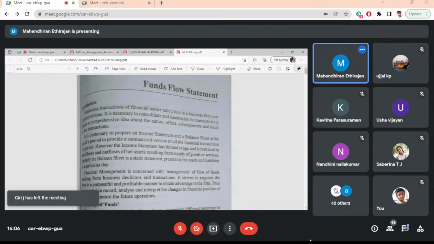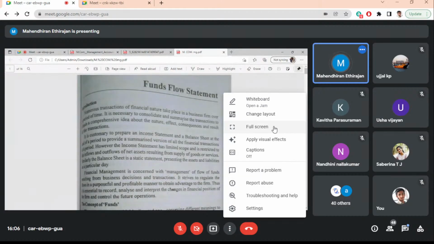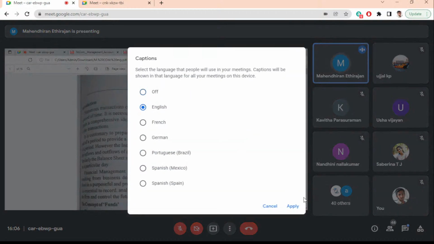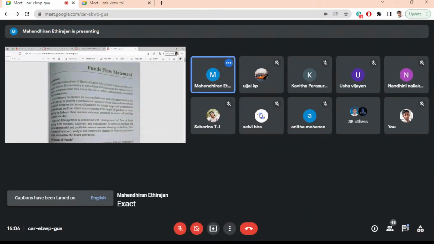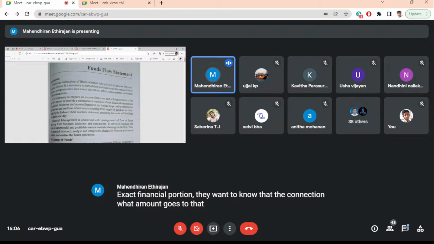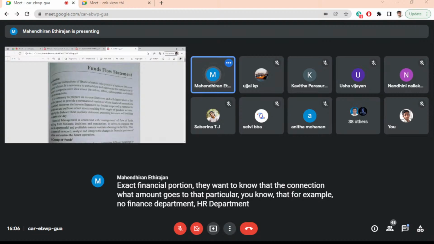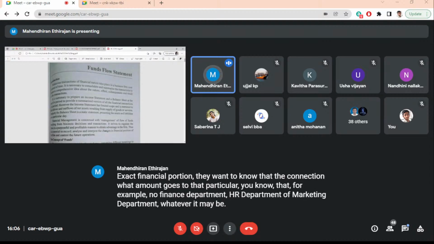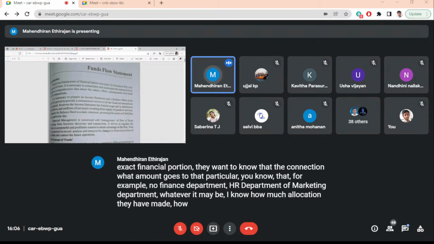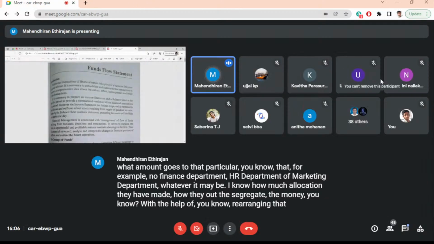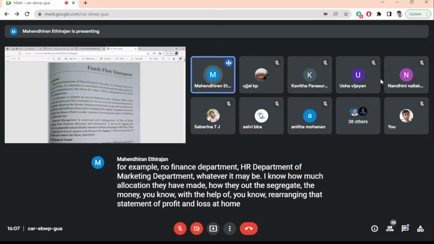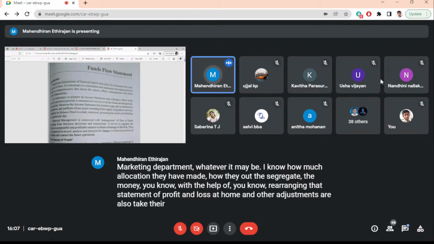to the outsiders. So here, the management wants to know the exact cash position or exact financial position. They want to know what amount goes to a particular department, for example the finance department, HR department, marketing department, whatever it may be. How much allocation they have to make, how they have to segregate the money, with the help of rearranging the statement of profit and loss account, and other adjustments also taken into part of business. Okay, so they can finalize all those things.